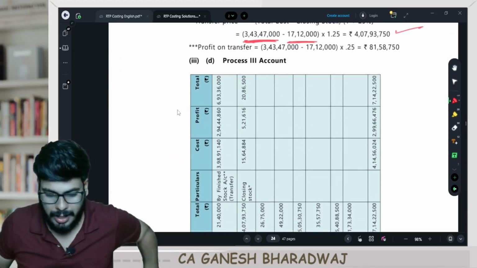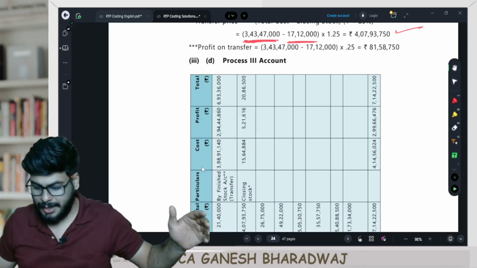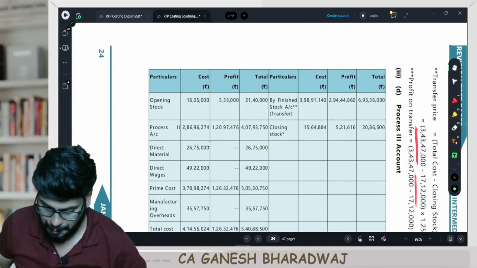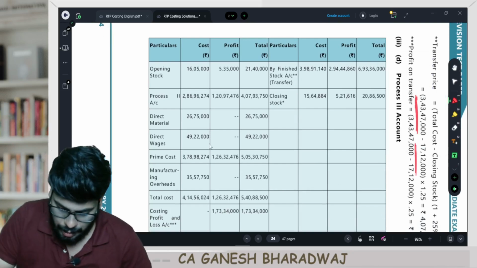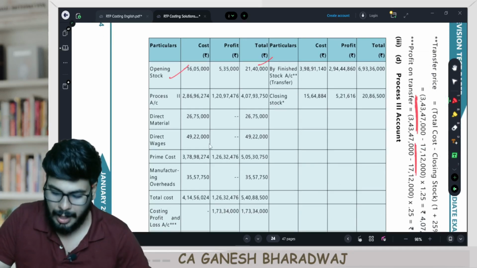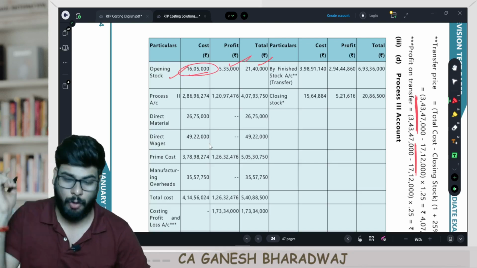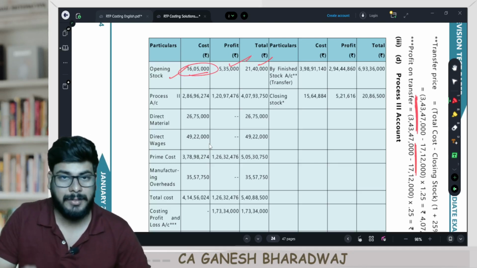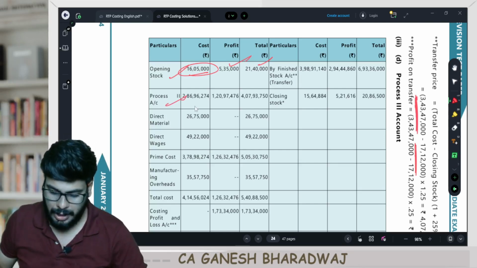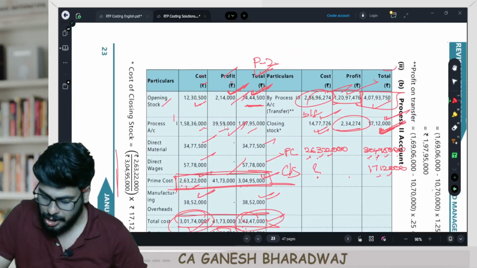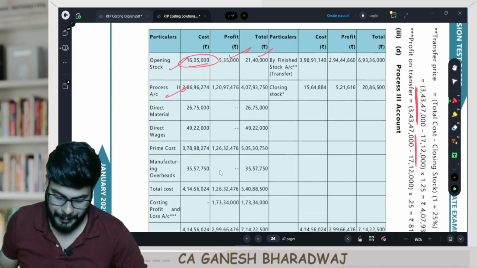That is the concept involved here, and the exact similar calculation you need to do for process 3. So in process 3, I'll show you here. Once again, the same thing goes the other way around. In process 3, if you look at this opening stock figure, you have 21,40,000. The profit inside is given. You subtract the two, you will get the cost of opening stock. In the transfer made from process 2, you can get this figure from the previous process. The same figures will enter into the process 3 account.